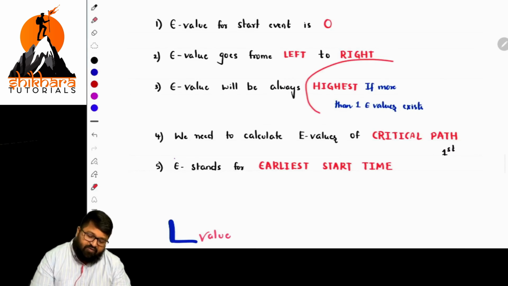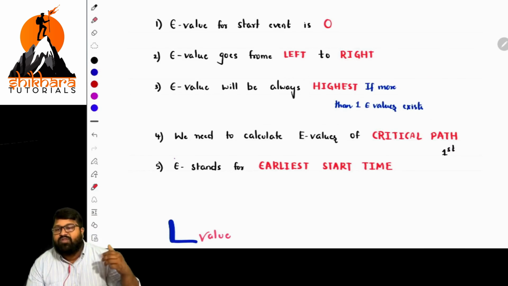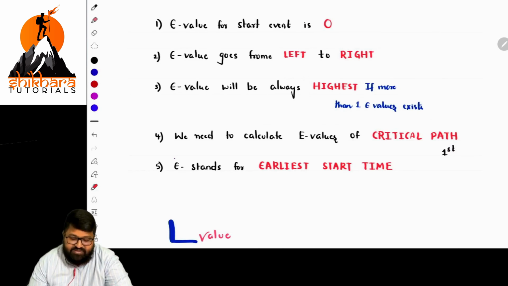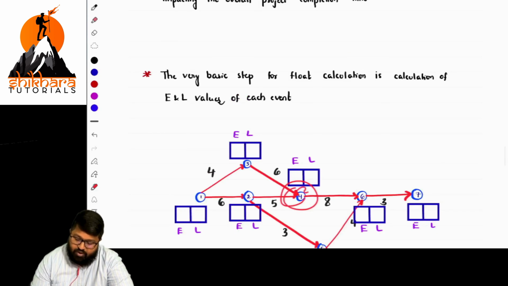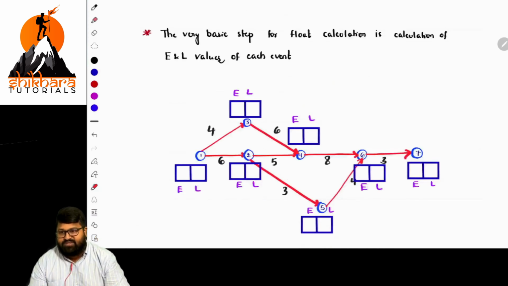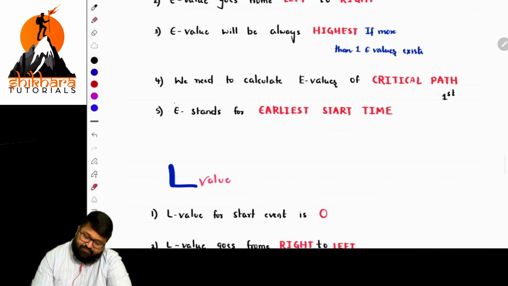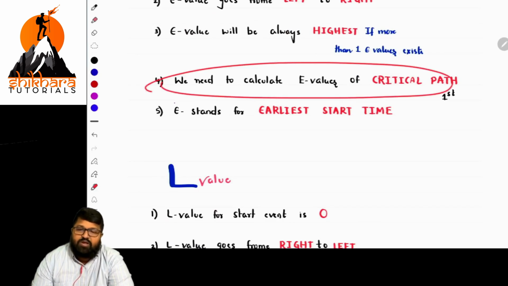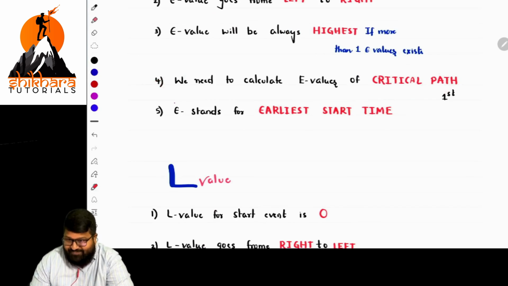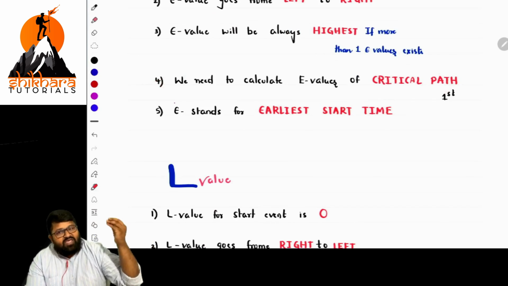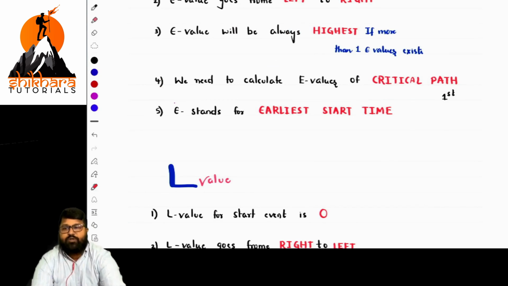Next, what is the next point there, sir? The E value will always be the highest if there is more than one event. To reach a point, we have two paths. So if you calculate the E value, take the highest one. I will explain, but these are the basic fundamental principles I'm telling. Okay. Next, we need to calculate the E value for the critical path first. Basic rule. If I calculate the E value for the critical path, it is more effective basically.